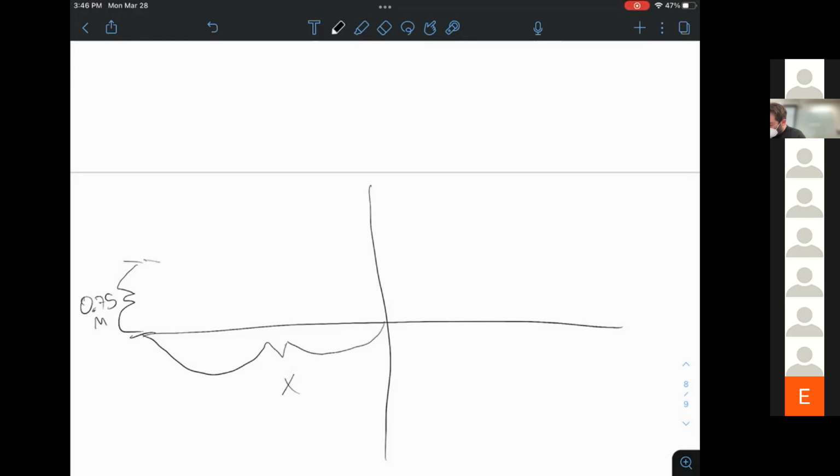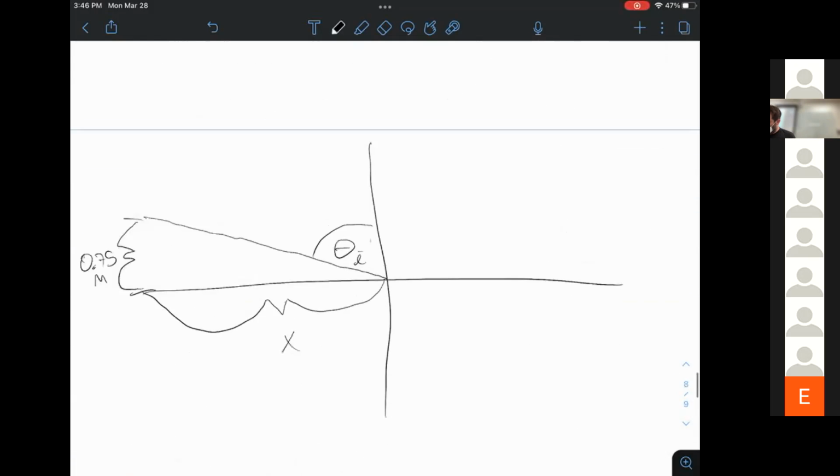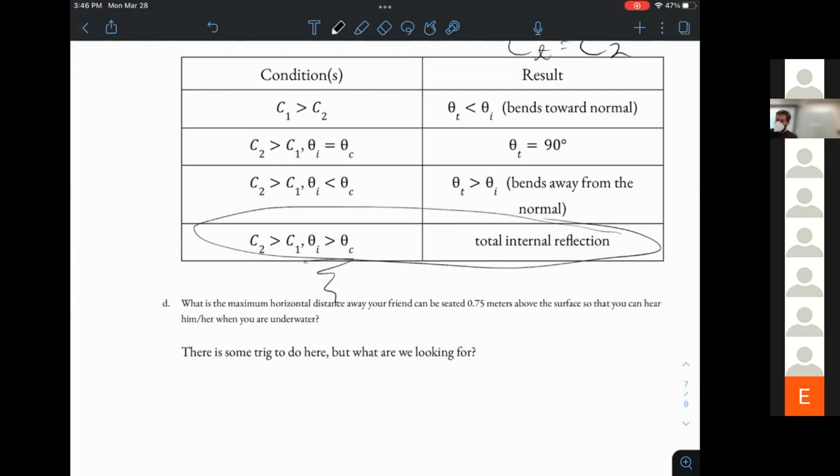And then we have an angle here. Right, this makes an angle. And this is theta I, or theta 1, depending on what kind of mood you're in. And figure out that value of X where this condition changes, right? When is theta I no longer greater than theta C? When does it become larger than the critical angle?